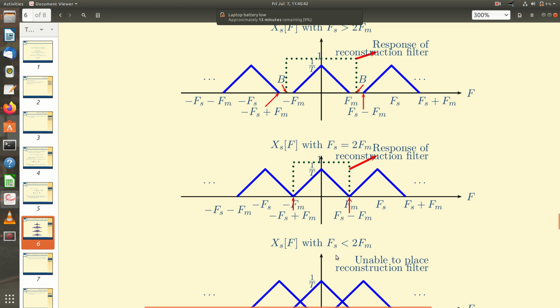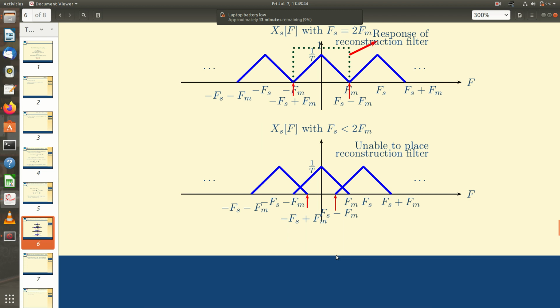Now what happens if Fs is less than 2Fm? Undersampling happens. Here this is my original spectrum, and here is a replica placed at Fs that is less than 2Fm. So there is some overlap here, and here. I cannot easily place a filter and reconstruct the signal. Some kind of distortion will occur, and these frequencies will be distorted.